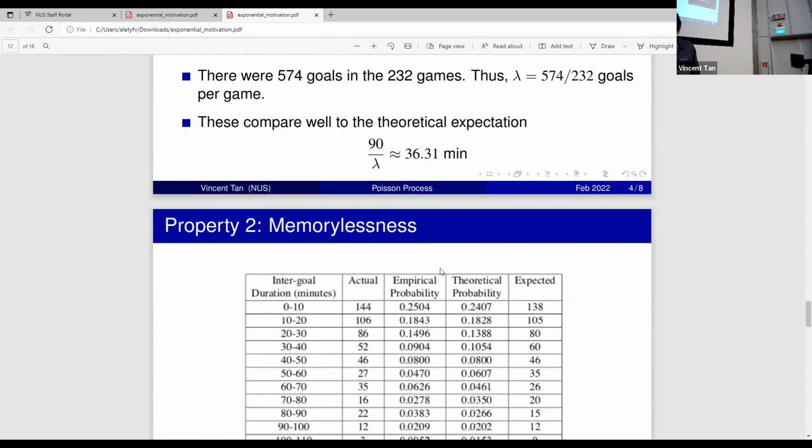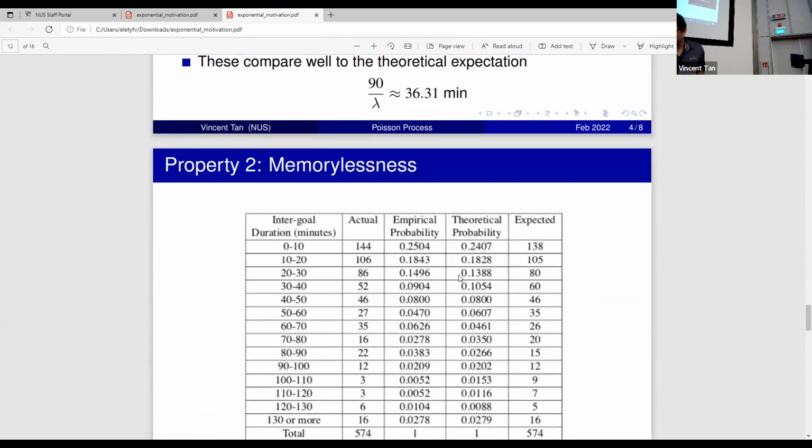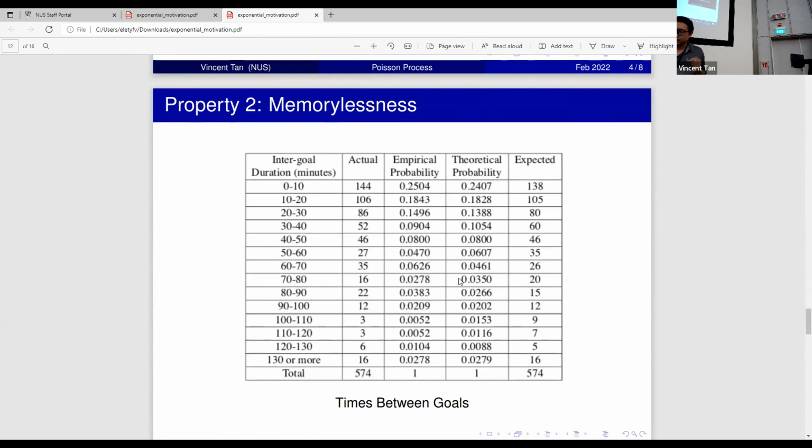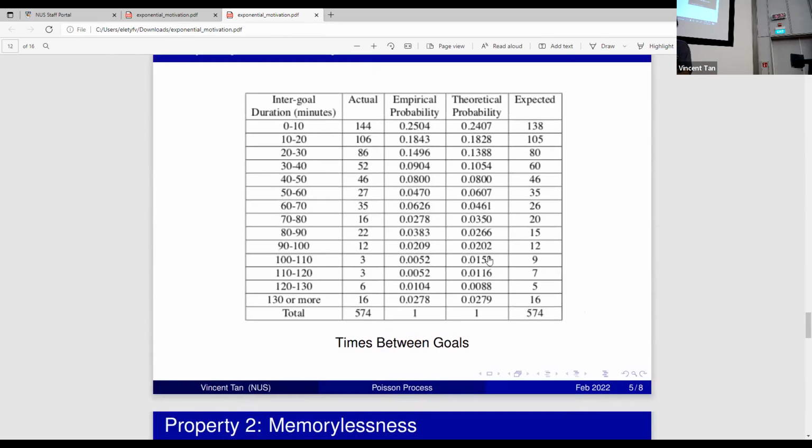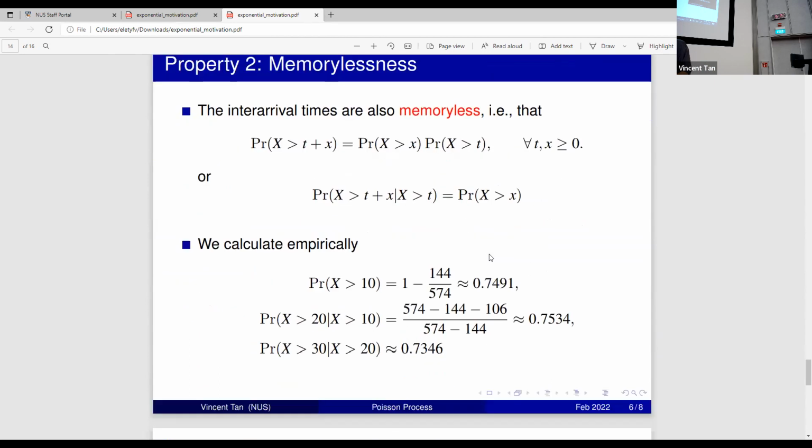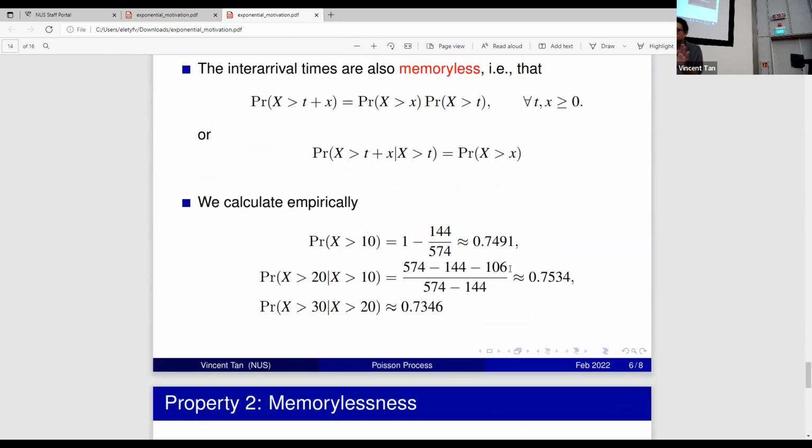Now, there's this other property called memorylessness that is a bit too much for us to go through, but the exponential random variable that we are going to calculate a few things for is also a memoryless random variable. If you look at the times between the goals, you can verify some property about memorylessness. So the inter-arrival times of goals are also memoryless, and this is corroborated by the data. These numbers here are almost the same.